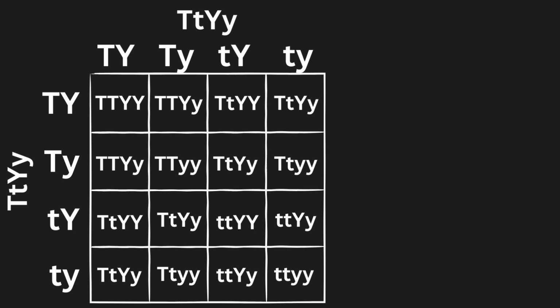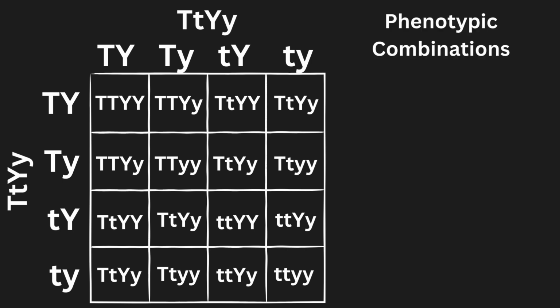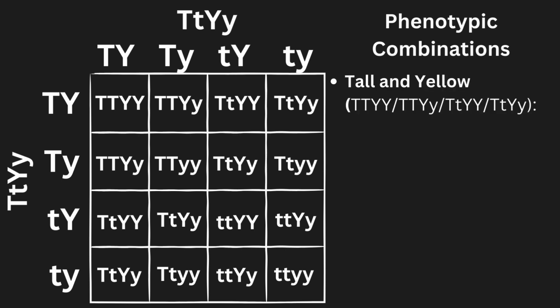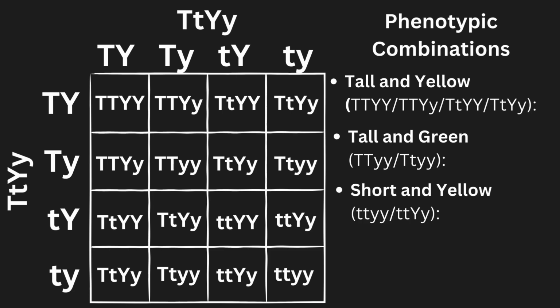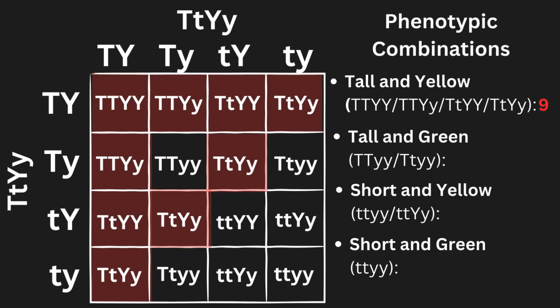Now that we have finished the cross, we need to be able to quantify the phenotypic combinations. The possibilities are tall and yellow, tall and green, short and yellow, and short and green. Let's start with tall and yellow. Now, there should be the most squares with tall and yellow because those are both dominant phenotypes and therefore have higher probabilities of being expressed. As you can see here, 9 out of the 16 squares have tall and yellow pea plants.